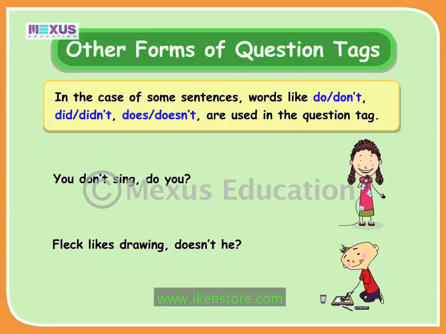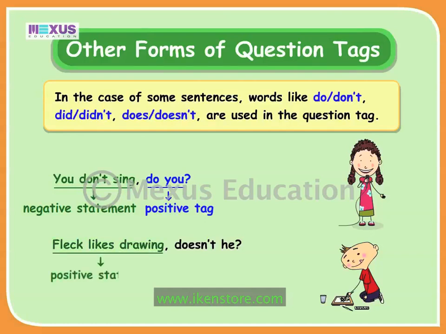In the first sentence, we have a negative statement followed by a positive tag. We have used the word do followed by the subject you in the tag. In the second sentence, we have a positive statement followed by a negative tag. We have used the word doesn't here, followed by the pronoun form of the subject Fleck.